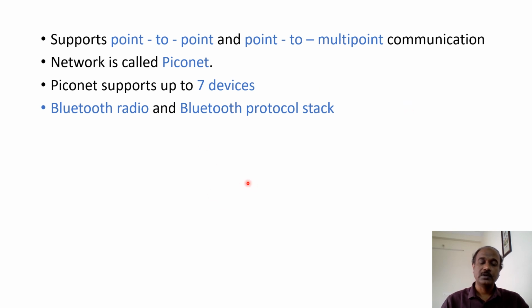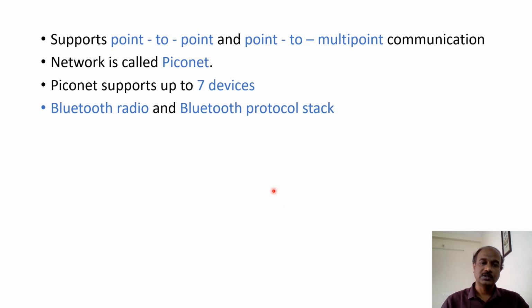Now whenever any two devices get connected via Bluetooth, then it is called a Piconet. The Bluetooth network is called a Piconet, and in a Piconet there can be a maximum of up to 7 devices. So in a Bluetooth network, which is called a Piconet, only up to 7 devices can get connected to the Bluetooth network.